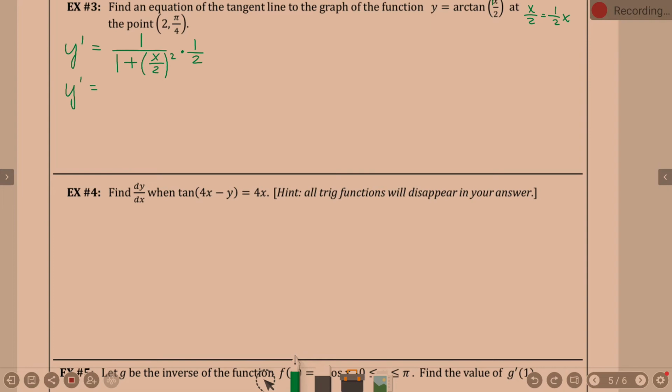If we make this one fraction, 1 times 1 on top is 1. On bottom, there's going to be a 2 times this, right? So I'm just going to put 2 out front times what's in parentheses, which is 1 plus, what is x over 2 when I square it? X squared over 4. Okay, so there I've made it into one fraction, yes.